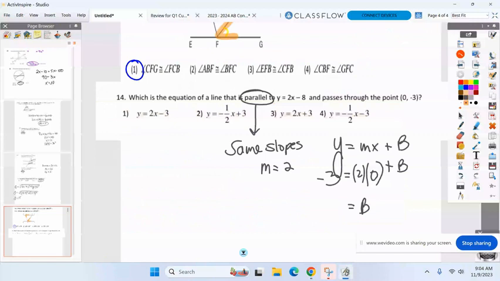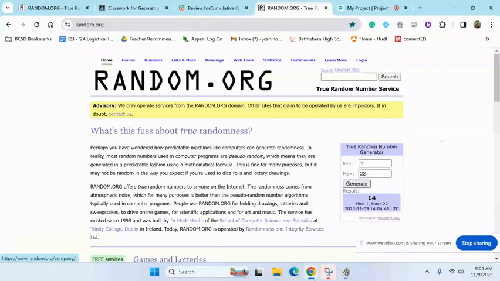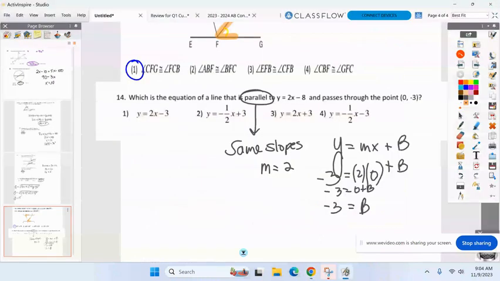2 times 0, what do we got there? 0. Okay, so -3 equals 0 plus b. What's going to be my b? -3. -3, yep. Put the 2 together now. What's the equation of this line? Put the 2 together. Stephanie, back to you. Put the 2 together. What's the equation of my line? Y equals?